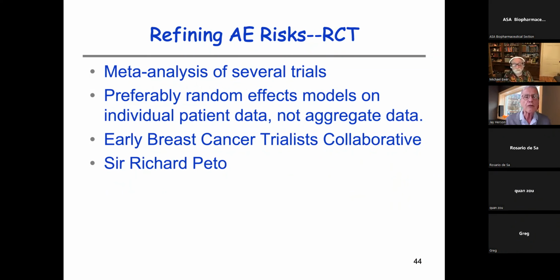Now, in an RCT, we can refine the AE risks. We know how to do meta-analysis of several trials and random effects models on individual patient data. I don't like aggregate data in meta-analysis, and I think most people are moving away from that now. We have the Early Breast Cancer Trialists' Collaborative Group. This has been going on for decades. It is headed by Sir Richard Peto, but when he started this, he was not Sir Richard. That's how long ago this was.